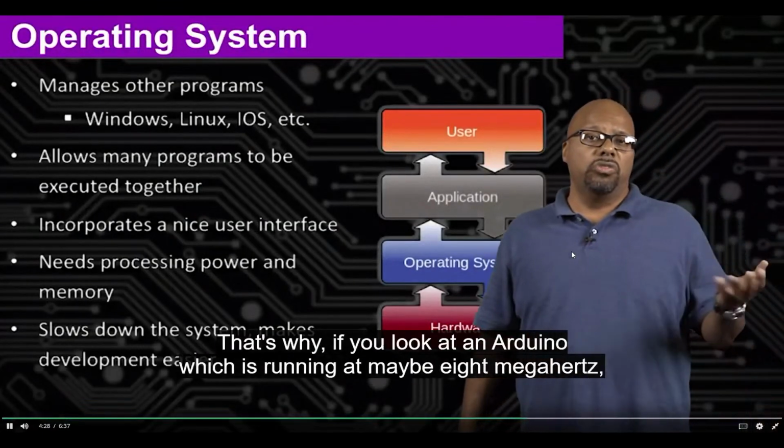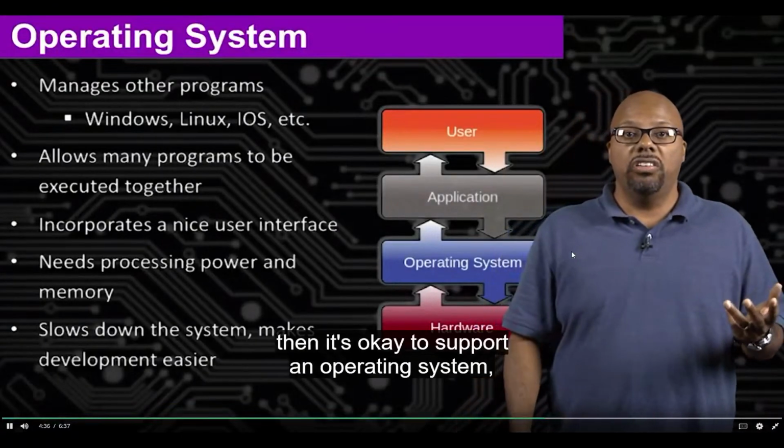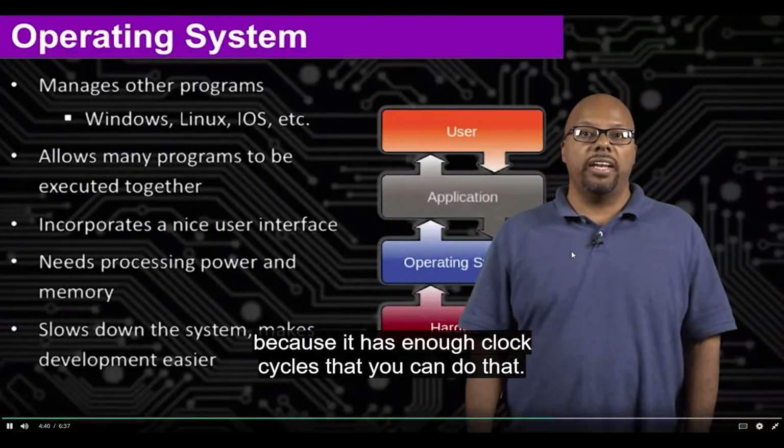That's why if you look at an Arduino, which is running maybe 8 megahertz, something like that, you usually don't support an operating system with that. But if you run a Raspberry Pi, you've got like 1 gigahertz, then it's okay to support an operating system because it has enough clock cycles that you can do that.